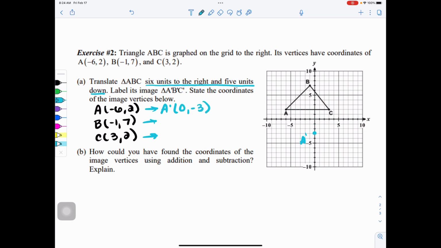Then we'll do the same for point B. We'll count 6 units to the right, 1, 2, 3, 4, 5, 6, and then 5 units down, 1, 2, 3, 4, 5. So there's B prime. That's at (5, 2). And then we'll do the same thing for C, 1, 2, 3, 4, 5, 6 to the right, and 1, 2, 3, 4, 5 down. There's C prime. C prime is located at (9, -3).